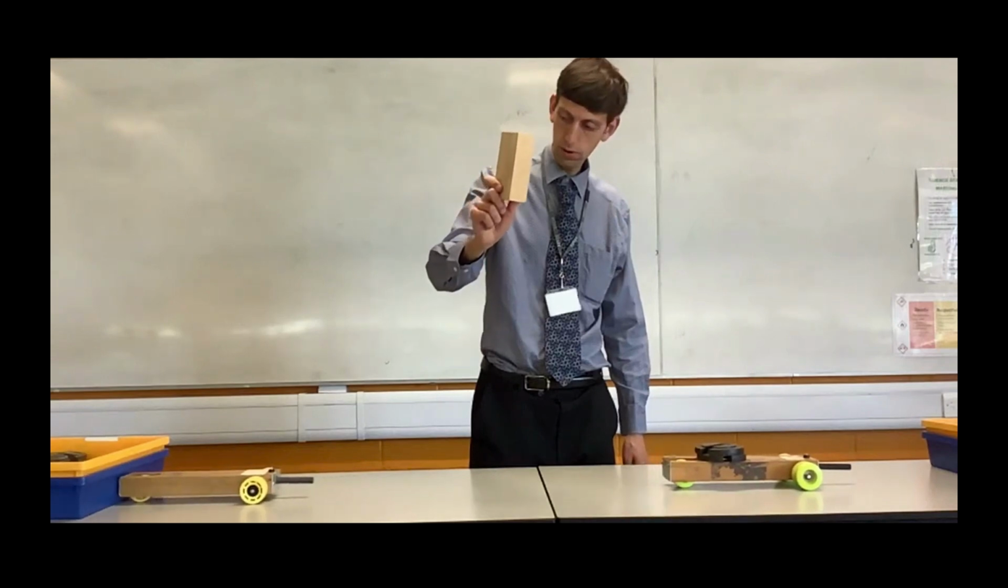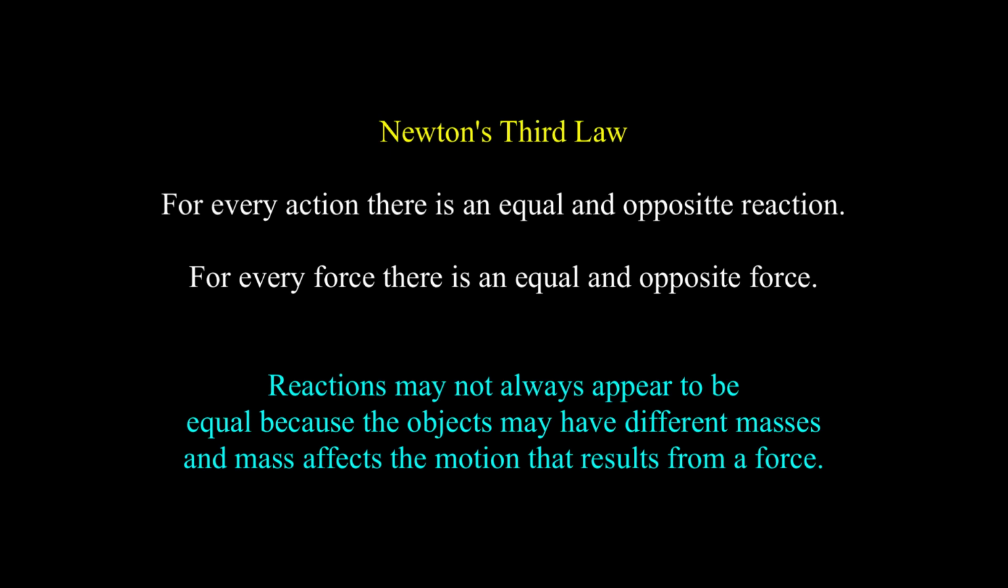Just to wrap things up with this video, Newton's third law says for every action there's an equal but opposite reaction. Another way to say it is for every force there's an equal and opposite force. And we can measure that force. We can really see quantitatively that that force is both equal and opposite. But when we watch things interact with each other, their reaction to the force is not equal. It's opposite, but it's not equal because different masses will affect how things react to force.